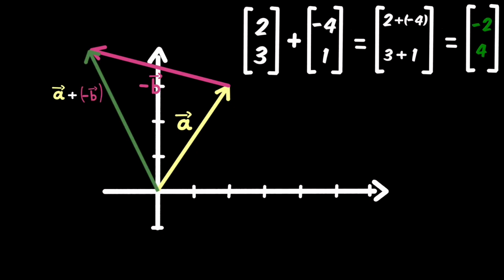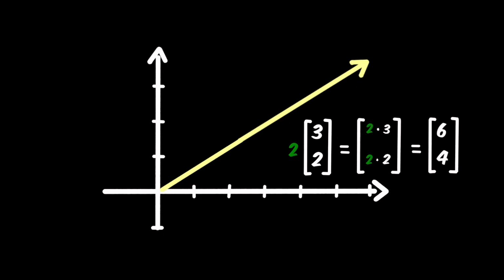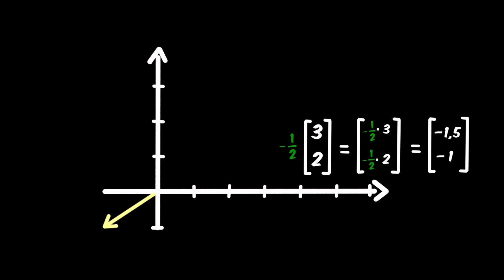Okay, the next important operation is scalar multiplication. Scalar multiplication stretches or shrinks the vector, or even reverses its direction. If I double the length of the representative and thus of the abstract vector, I double all its components. If I halve it, I halve all its components. And if I multiply it by a negative number, the vector also flips its direction.